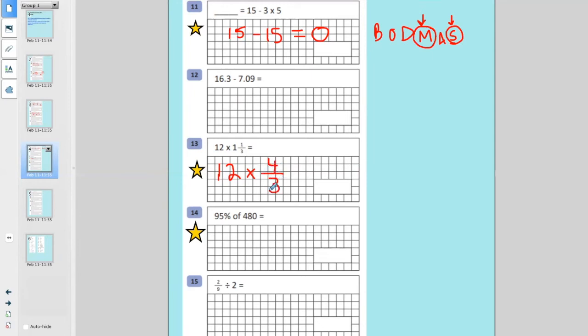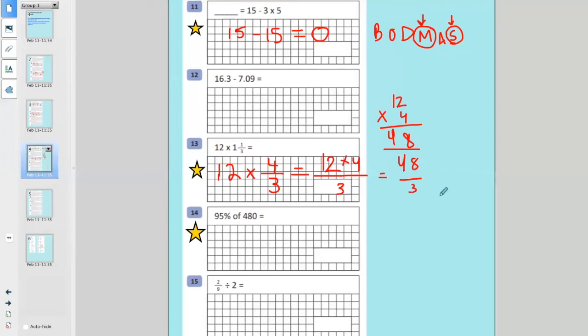4/3. And all we do is TT here. Okay, so times top. So let's do that. 12 times 4/3. And when we do 12 times 4, we'll do that here. Times by 4. 4 times 2 is 8. 4 times 1 is 4. So the answer should have been 48/3.